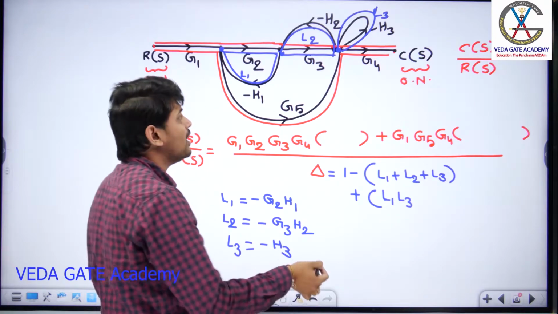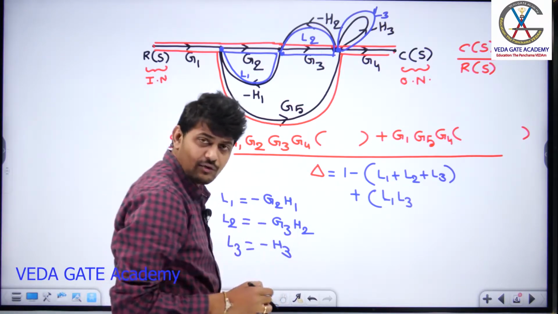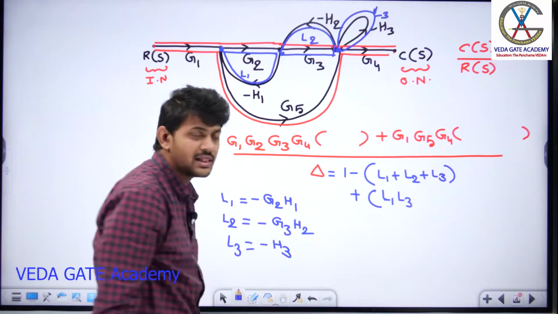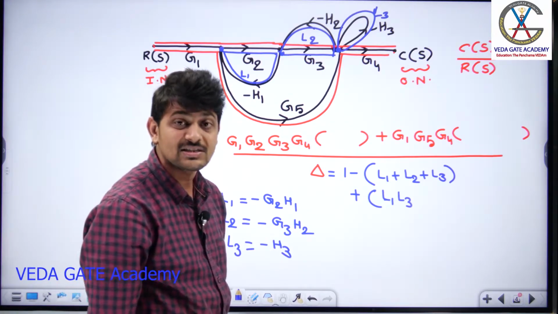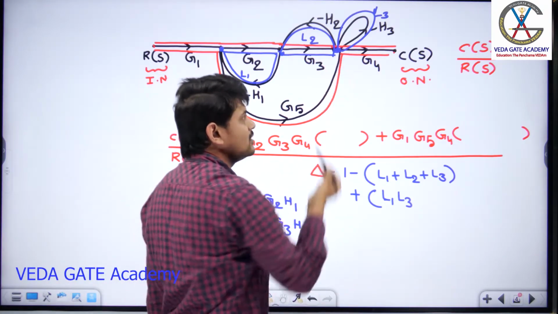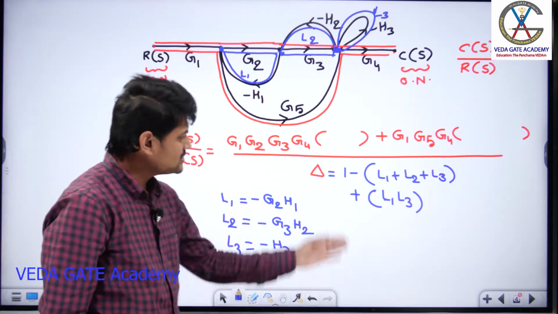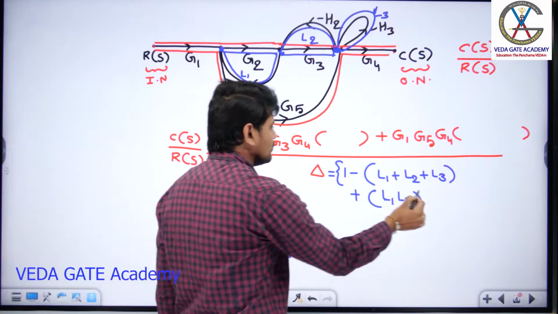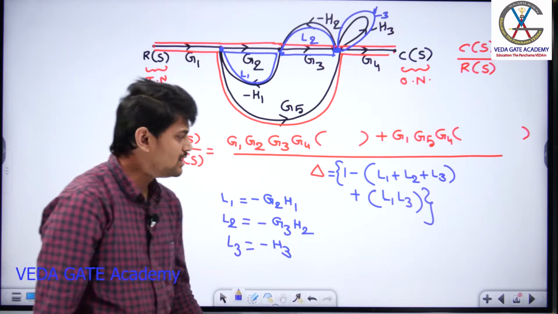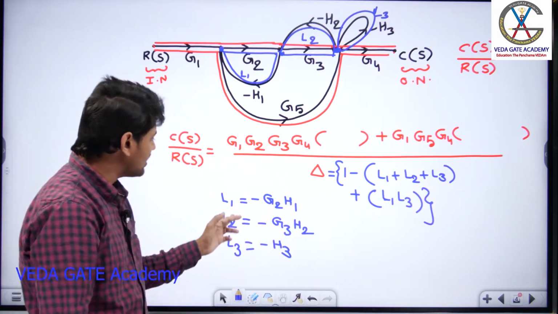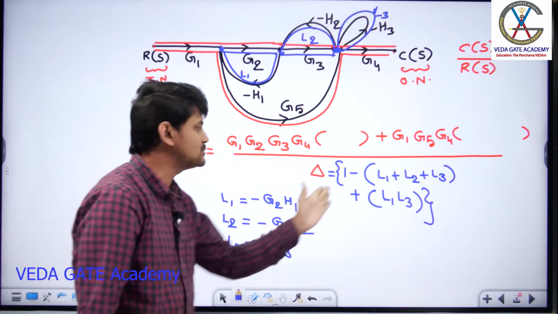Do you have any more combinations apart from L1 and L3? If you observe L2 and L3, can I say L2 and L3 are touching or non-touching? They are touching because they are sharing a common node at this point. So the only combination is L1 and L3. So this is my delta formula: 1 minus of L1 plus L2 plus L3, plus L1 into L3, where L1, L2, L3 are these things. You can substitute over here.